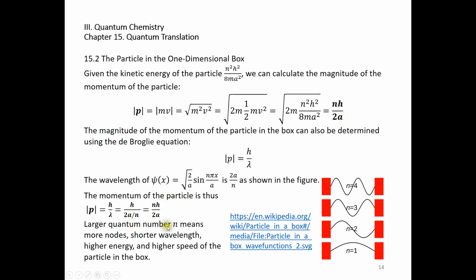Larger quantum numbers always mean more nodes, shorter wavelengths, higher energy, and therefore higher speed of the particle in the box. So again, from n equals 1, 2, 3, 4, the energy goes up, the momentum goes up, the speed goes up, and also the wavelength gets shorter, and we have more and more nodes from 1 to 4. Over here, no nodes, 1 node, 2 nodes, 3 nodes.